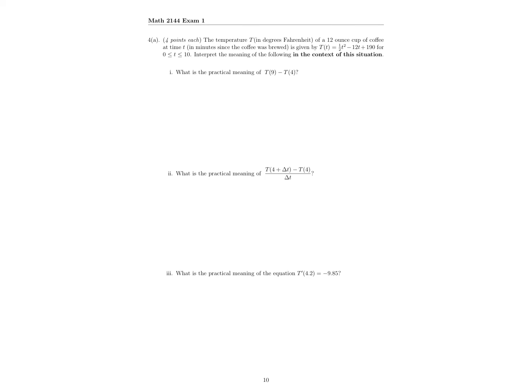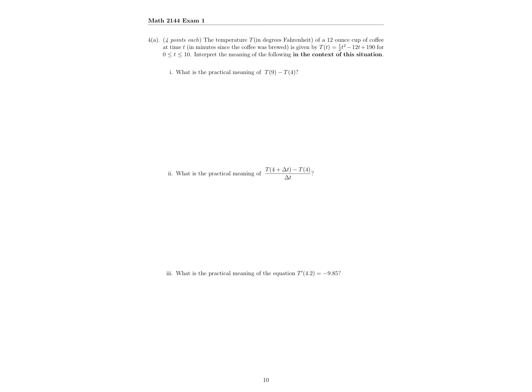So the temperature of a 12-ounce cup of coffee at time t, where t is measured in minutes since the coffee was brewed, is given by that function there, for the range 0 to 10 minutes. Interpret the meaning of the following in context of the situation. What is the meaning of T of 9 minus T of 4?